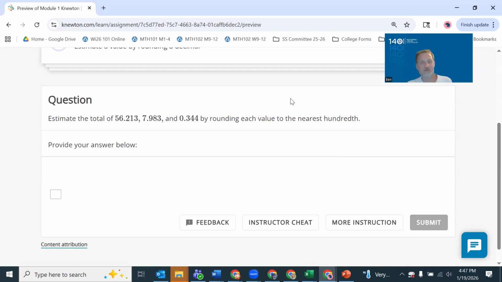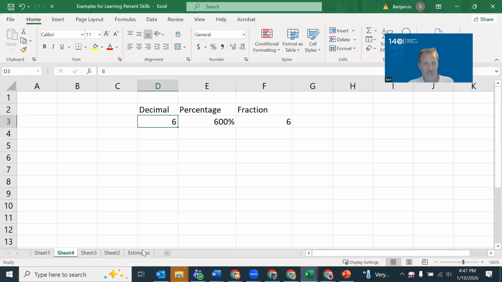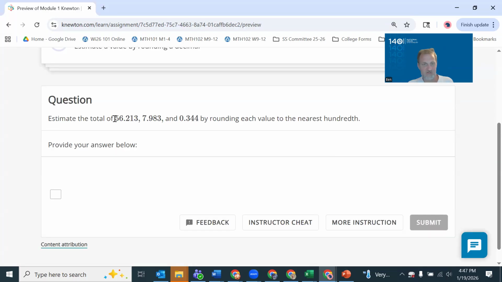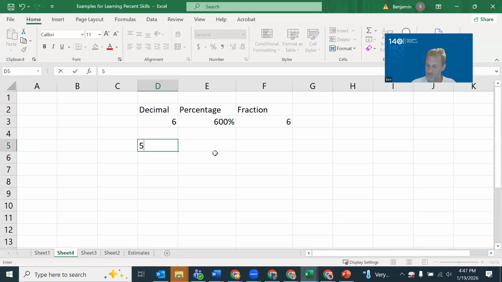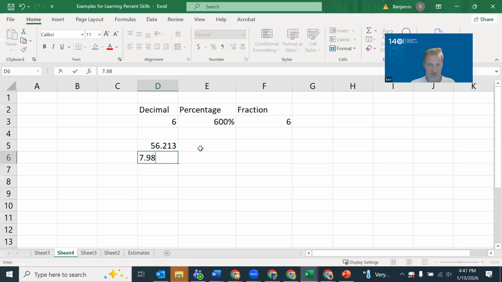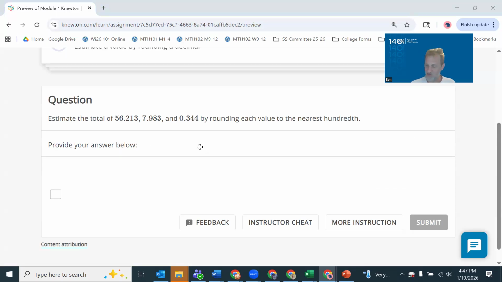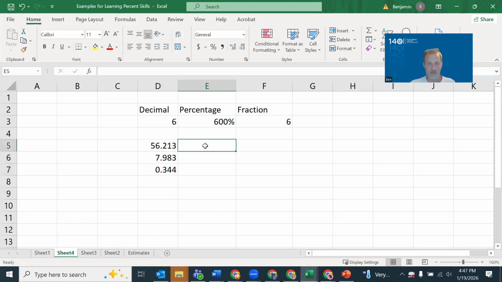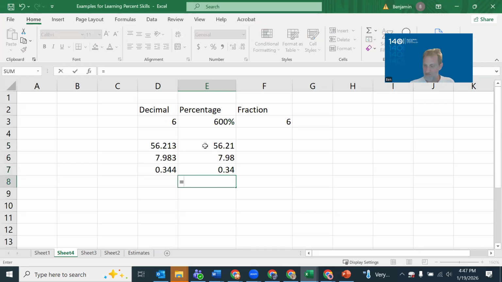And so I'll show you how I would do this in Excel. I would take the first number, which is 56.213, and I would take 7.983, and I would take 0.344. I'm going to do my rounding here: 56.21, 7.98, 0.34, and now I can add these up, 56.21 plus 7.98 plus 0.34.